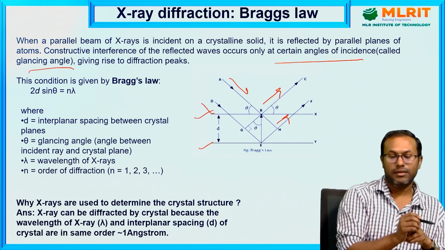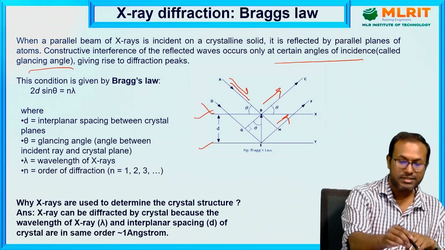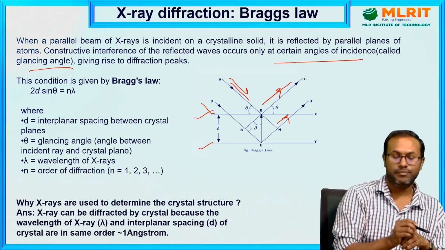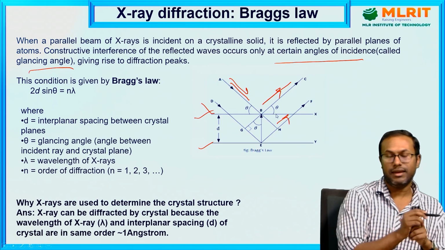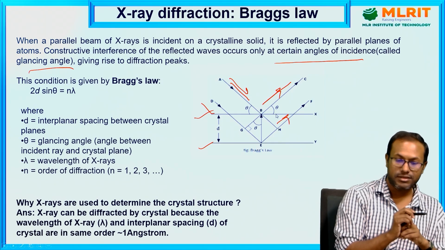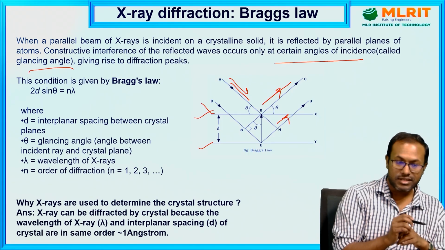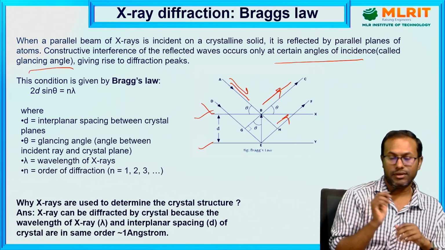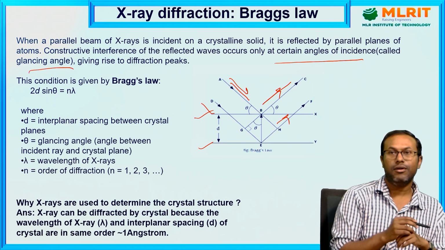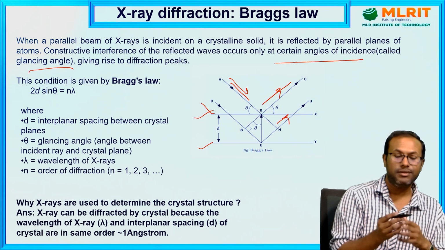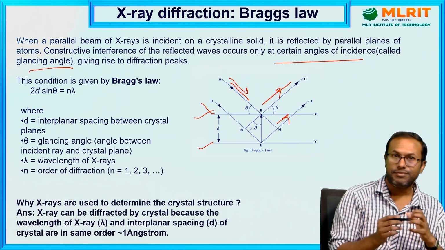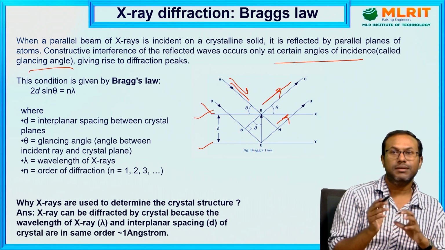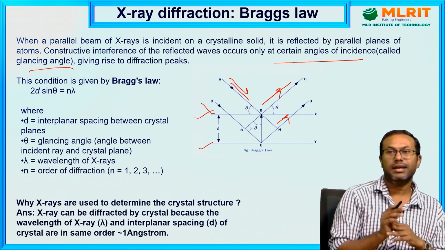If the angle of incidence and the angle of reflection are the same, the rays are scattered at the same angle, and then constructive interference happens. When constructive interference happens, we get the maximum peak intensity. When we get the maximum intensity, or the brightness, from there we get the diffraction pattern. So this is the idea about Bragg's law of diffraction.